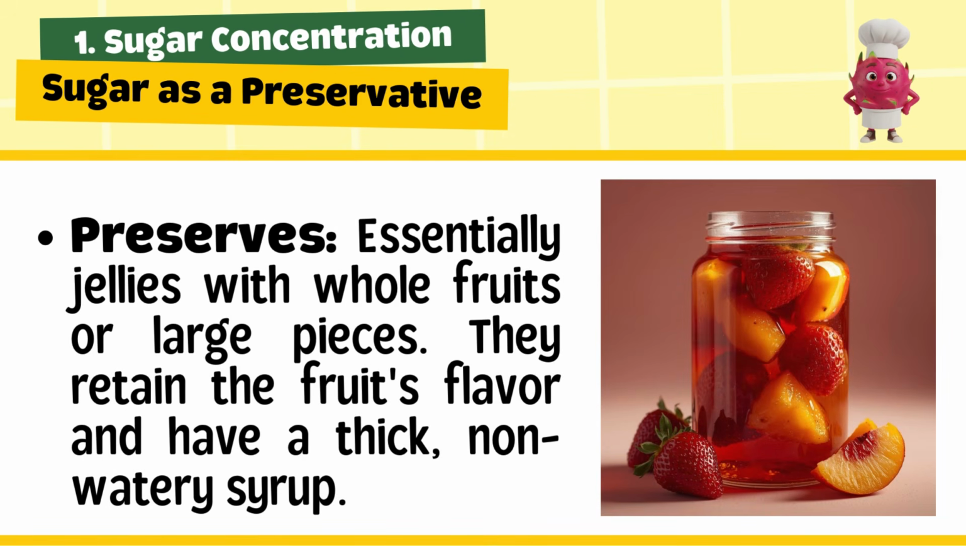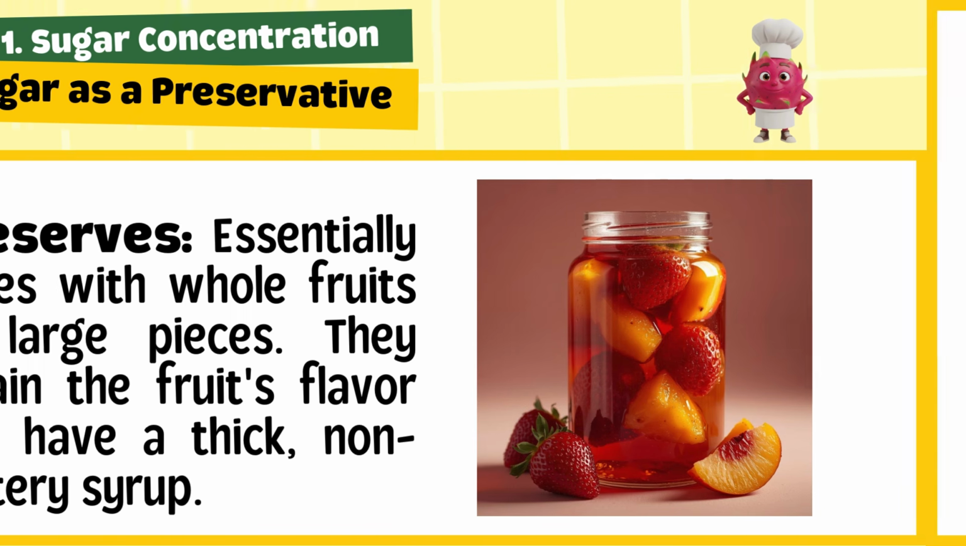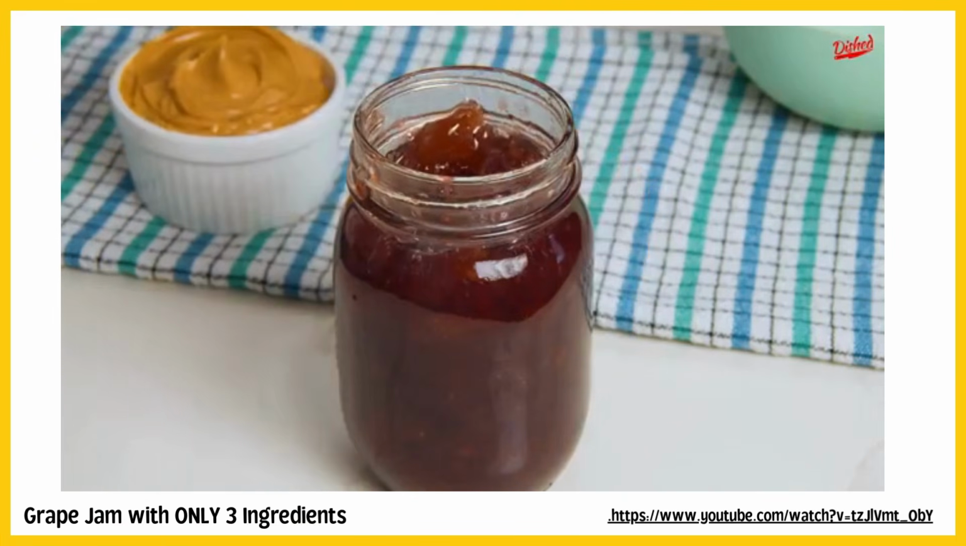Think of preserves as the chunkiest and most fruity option. They're like jelly, but instead of just juice, they contain whole fruits or large, juicy pieces of fruit suspended in a thick syrup. This allows them to capture the fresh flavor of the fruit and give you a mouthful of fruit with every spoonful. Take your PB&J sandwiches up a notch with homemade grape jam.